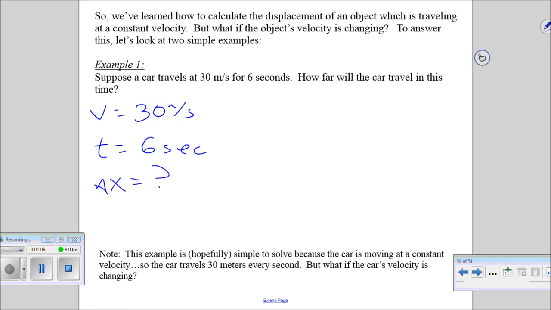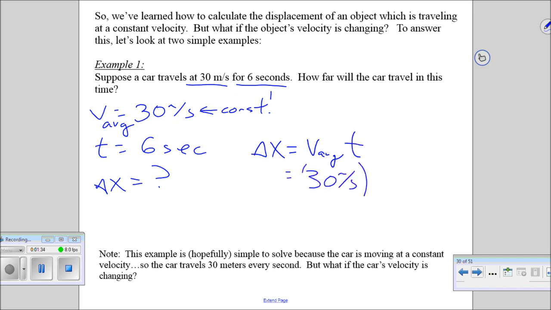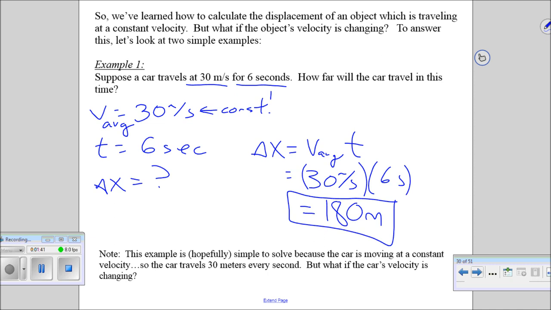But we need to be more specific about this velocity. It says the car travels at 30 meters a second for 6 seconds. So this is a constant velocity, right? And so we can simply call this average velocity, or even simpler, just that is the velocity. It's going to go 30 meters every second for 6 seconds. So you all know how to do this. Displacement is average velocity times time. Every second we're going to go 30 meters, so in 6 seconds we'll go 180 meters. Cool. Hopefully that was pretty easy.